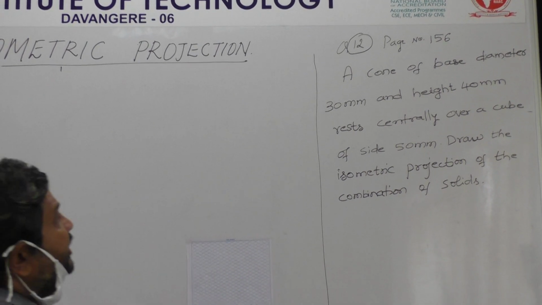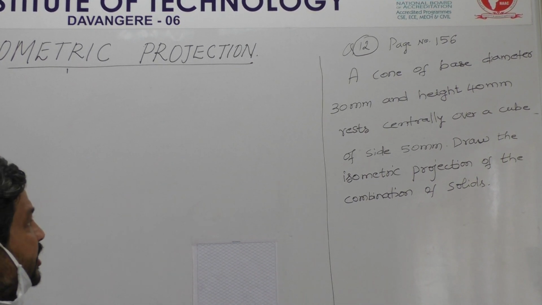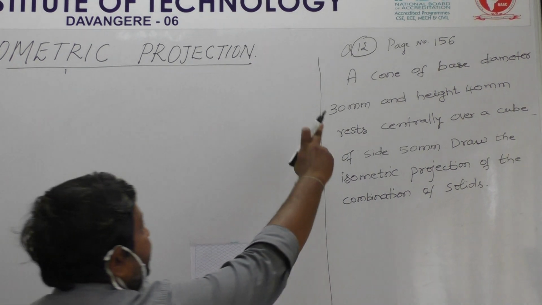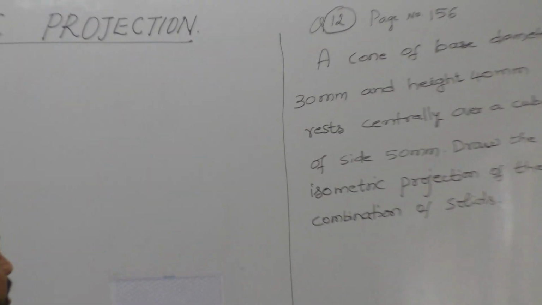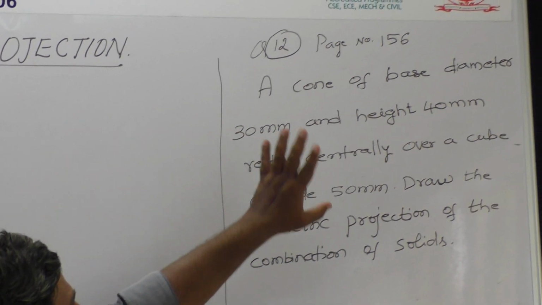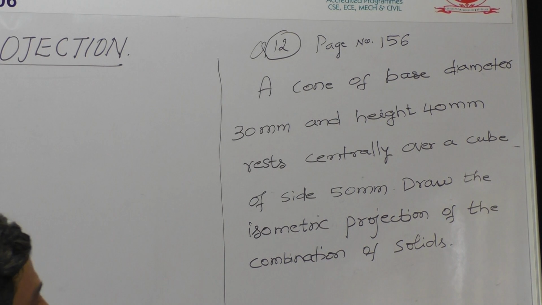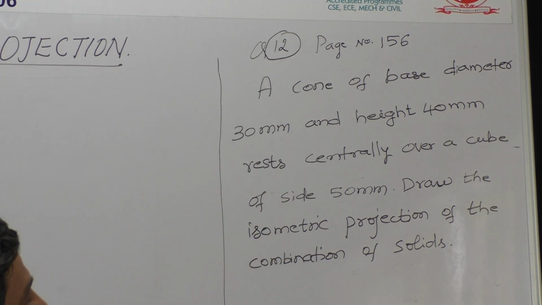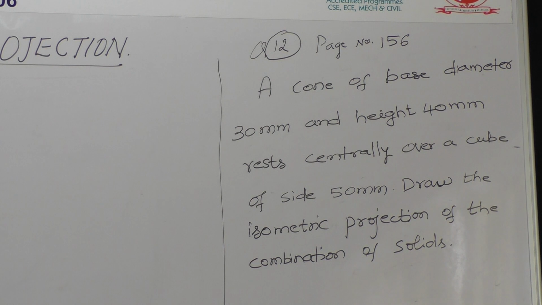Now, I have taken the combination of two solids. In your solution book, I have taken problem number 12 on page number 156. The problem is like this: a cone of base diameter 30 millimeter and height 40 millimeter rests centrally over a cube of side 50 millimeter. Draw the isometric projection of the combination of the solids.